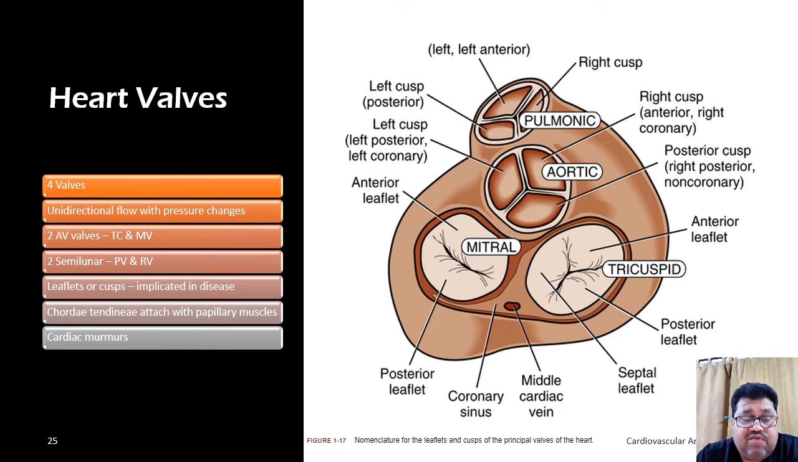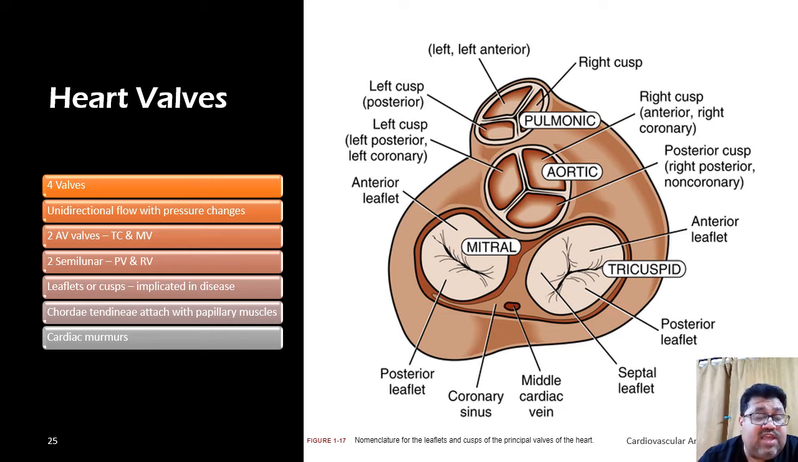Let's now talk about the heart valves. There are four heart valves and they provide unidirectional flow. Therefore, under normal circumstances, blood cannot go in the wrong direction inside the heart because of the presence of the valves. There are two valves between the atria and the ventricle, therefore they are called atrioventricular, and these are the tricuspid valve on the right and the mitral valve with two leaflets, therefore it is called bicuspid valve on the left, between the left atrium and the left ventricle.